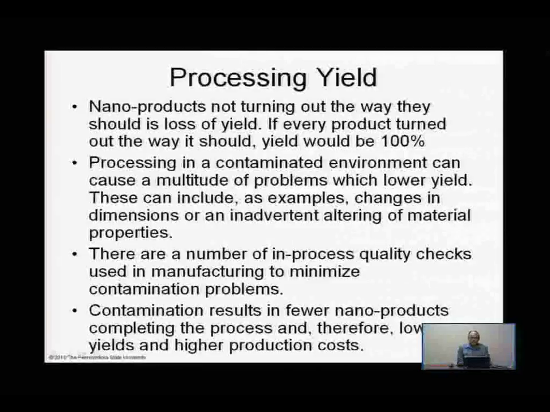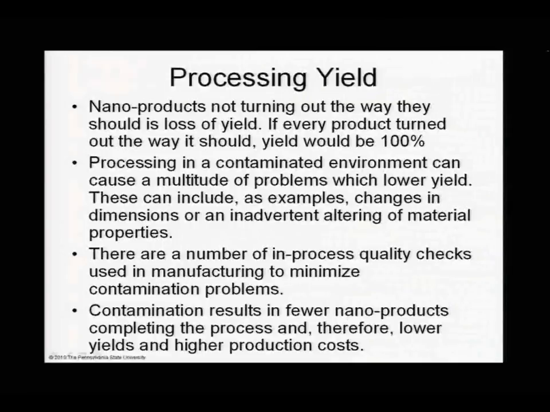I just used it, and it comes up again and again. And let's talk about it. So let's talk about this idea of processing yield. Nanoproducts not turning out the way they should is loss of yield. So if every product turned out the way it should, the yield would be 100%. And yield is very, very important.